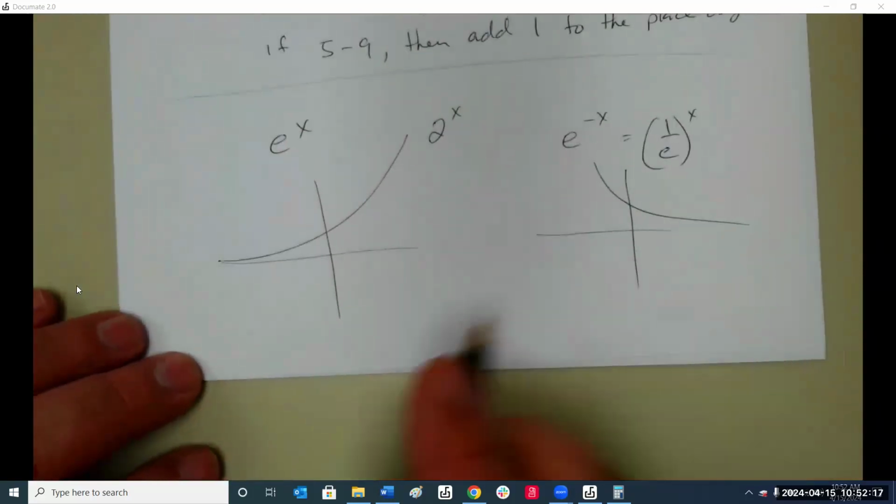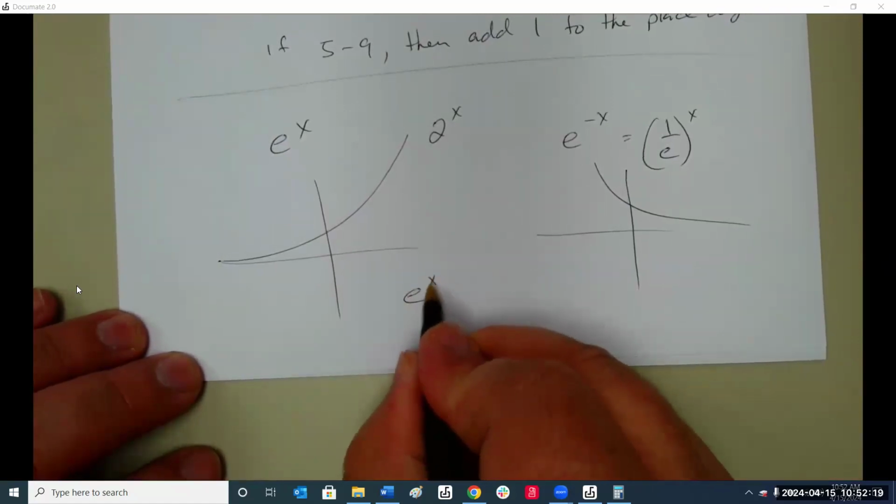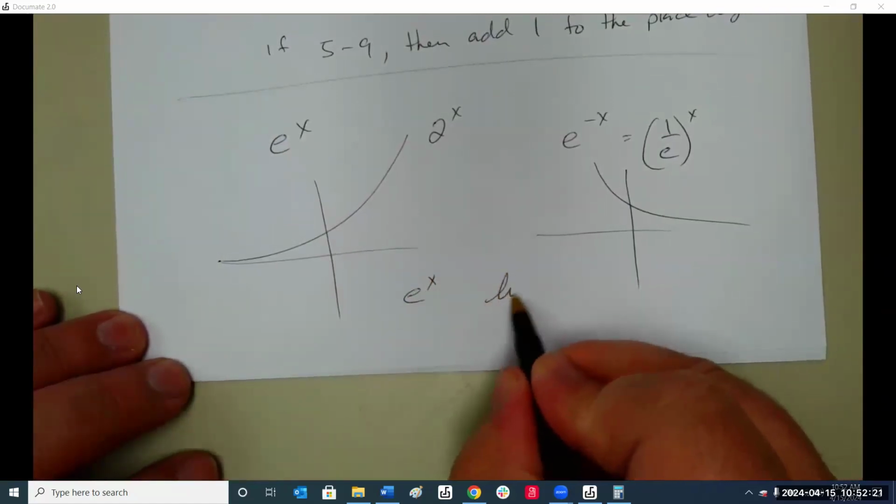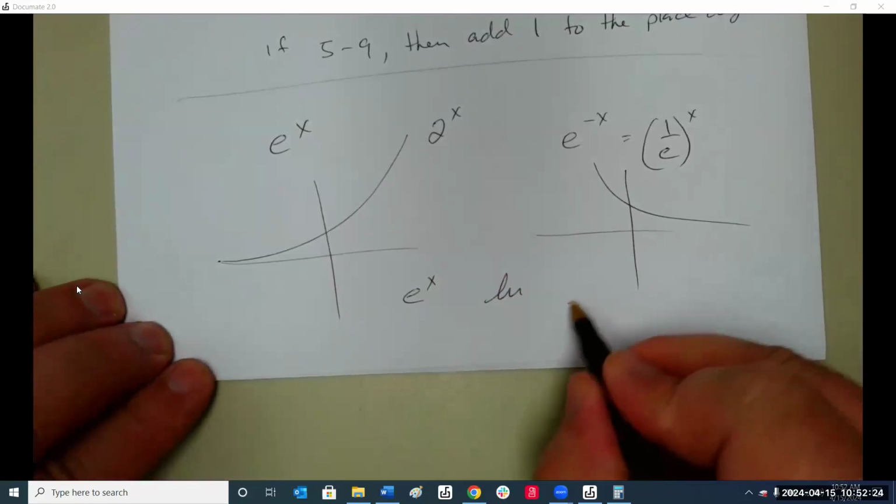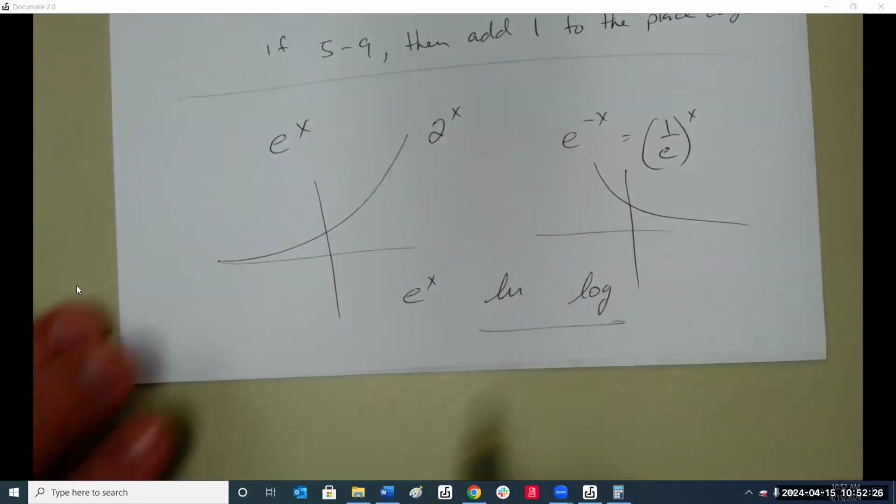And if you look at your calculator, you'll have an e to the power x button, and you'll also have an ln button, as well as a log button. This is what we'll cover next.